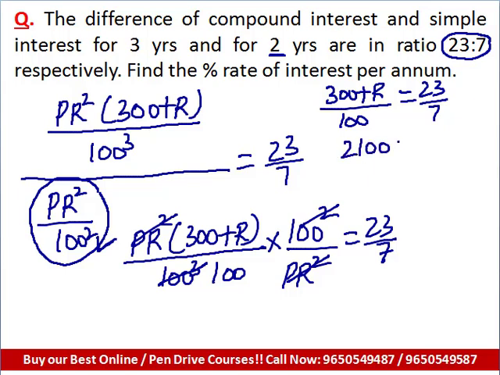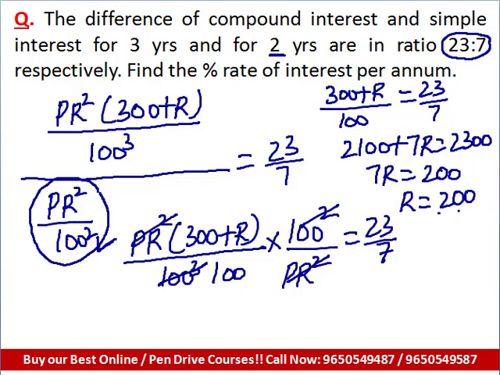2100 plus 7R is equal to 2300. So 7R becomes equal to 200, and R, the percentage rate of interest, is nothing but 200/7. So students, 200/7% was the answer which we got by straight away applying this short trick.